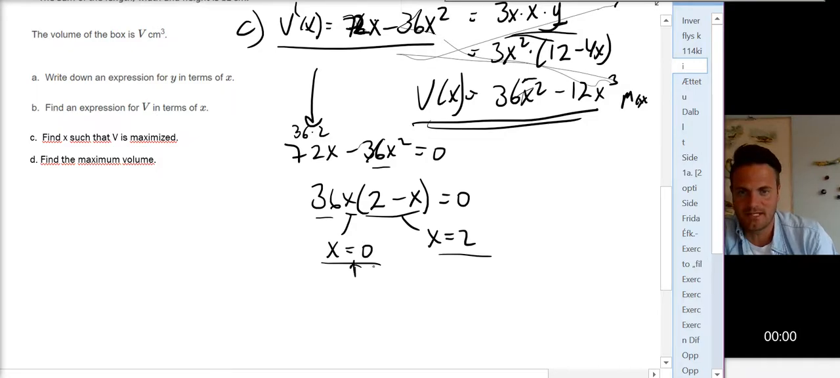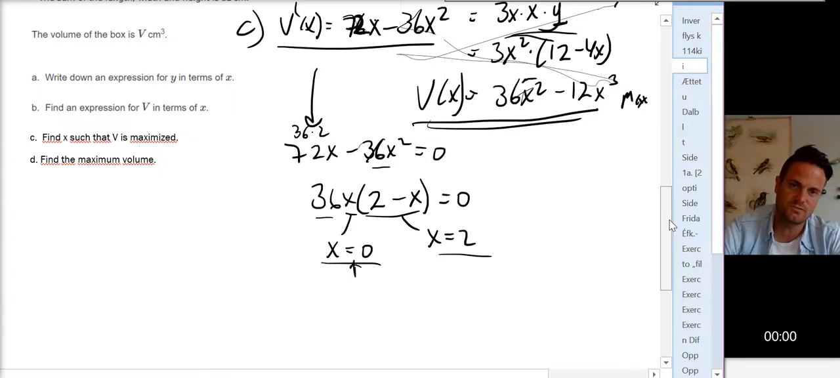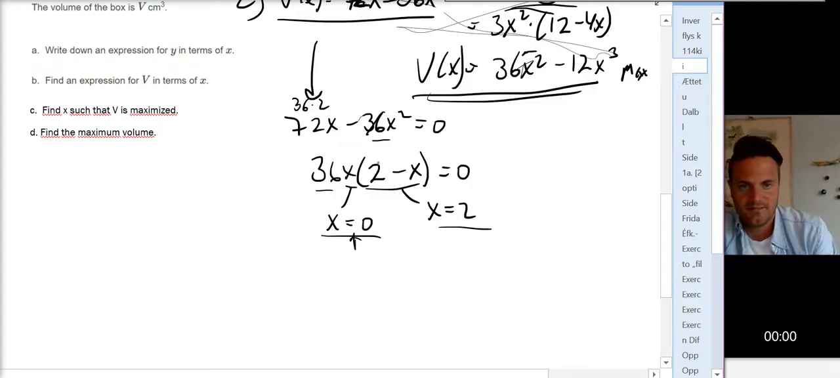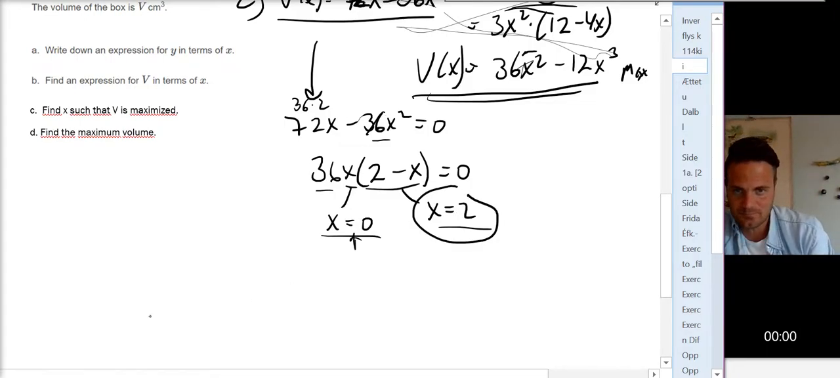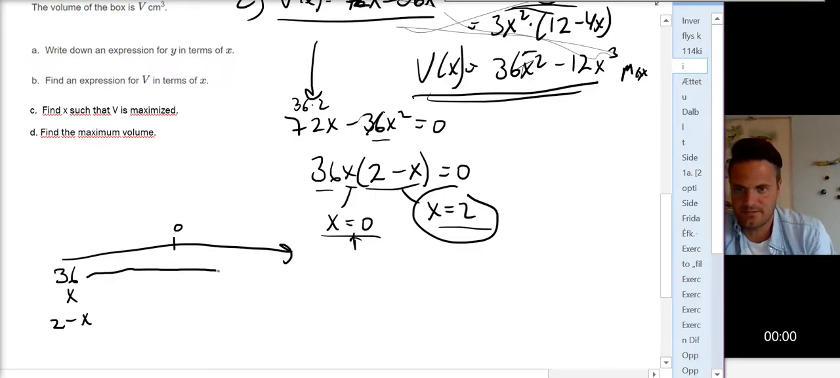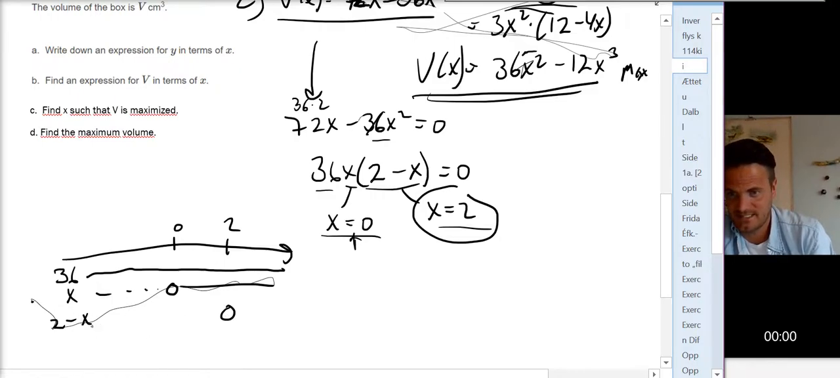But this is probably not the maximum point, right? We should draw some sign lines just to confirm that this is the maximum point. And then we just do like this, take all 3 factors. 36 is a positive number. x is 0 here, negative here, positive here. But 2 minus x is 0 here, and if x is less than 2, since this x term is negative, it's the opposite of what it usually is. It's plus here and minus here.